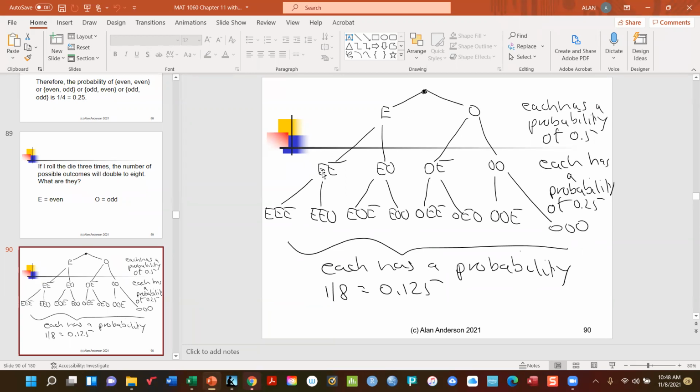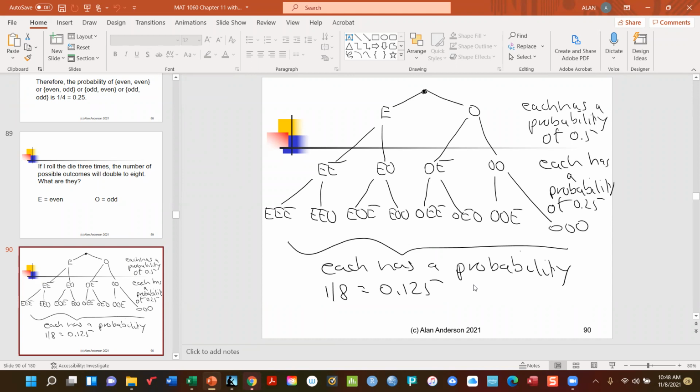If I roll a second time, the number of possibilities doubles to 4. So I can get an even and an even, odd, odd, even, odd, odd. And because there's 4 of them, each of which is equally likely, each one must have a probability of 1/4 or 0.25. Then if I roll it again, there's now 8 possibilities. Remember, it doubles every time. And they're listed down here, ranging from 3 E's to 3 O's and everything in between. And because now there's 8 possibilities, each one must have a probability of 1/8 or 0.125.